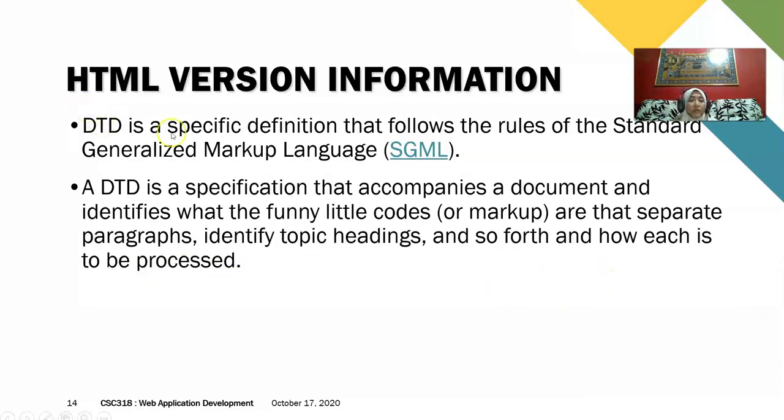So, what is DTD? It is a specific definition that follows the rules of the Standard Generalized Markup Language, SGML. This is the standard that we have. For example, in operations, we have the ISO 9000 standard. If you are familiar with that term, that is actually to make sure that your code follows the standard that we have in the world. So DTD is a specification that accompanies a document and identifies what the funny little codes or markup are that separate paragraphs, identify topic headings and so forth, and how each is to be processed.